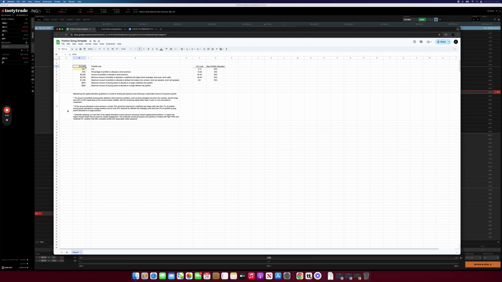The way it works is you enter in the size of your portfolio. So say if it's $25,000, you then enter in whatever the VIX level is. So say if it's 12.4, and then everything's going to be calculated for you. It's going to tell you exactly how you should structure your portfolio.